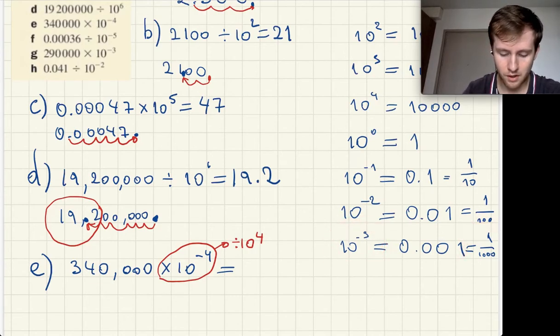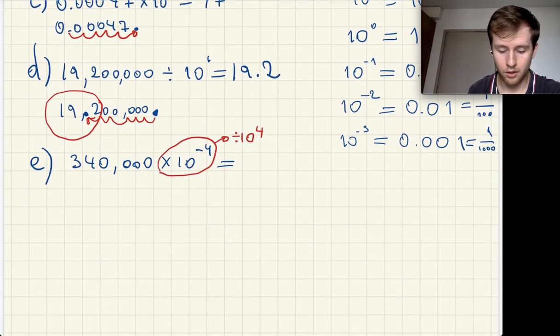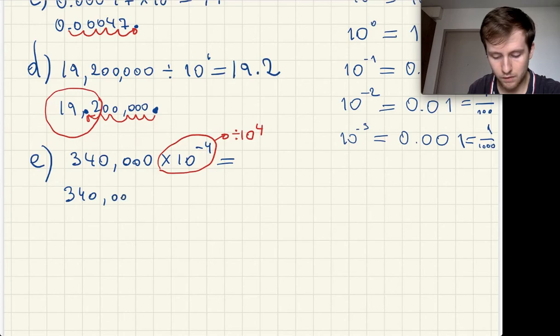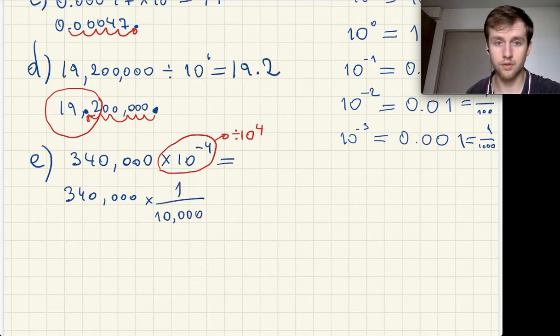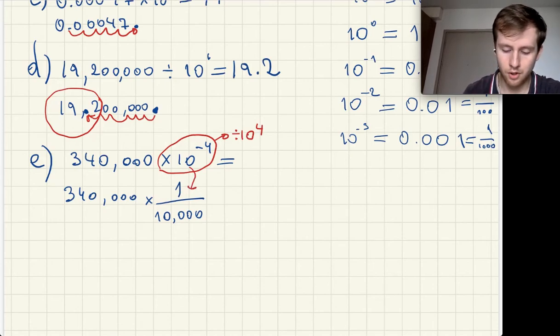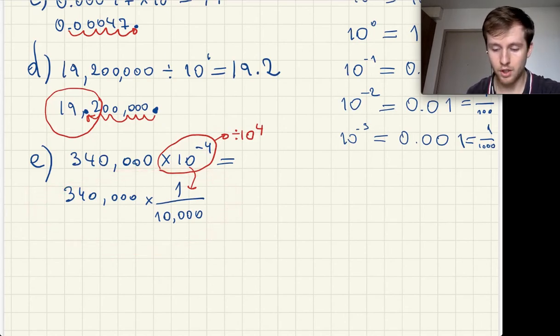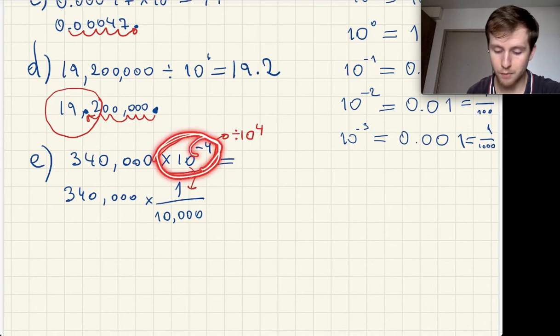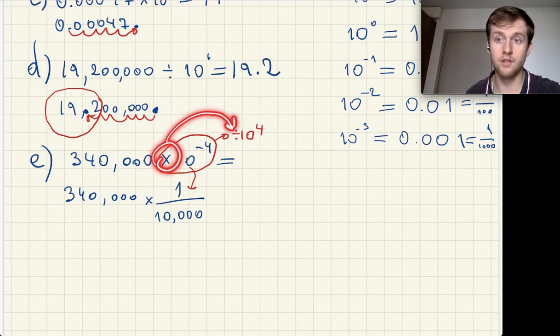And if you think about it like this, we are multiplying 340,000 by 1 over 10,000, which is the same as dividing it by 10,000, which is essentially what 10 to the power -4 means. So again, we can either do this, what I just showed you, or we can transform negative power to positive power by changing the sign of multiplication to division. Let's figure this out.